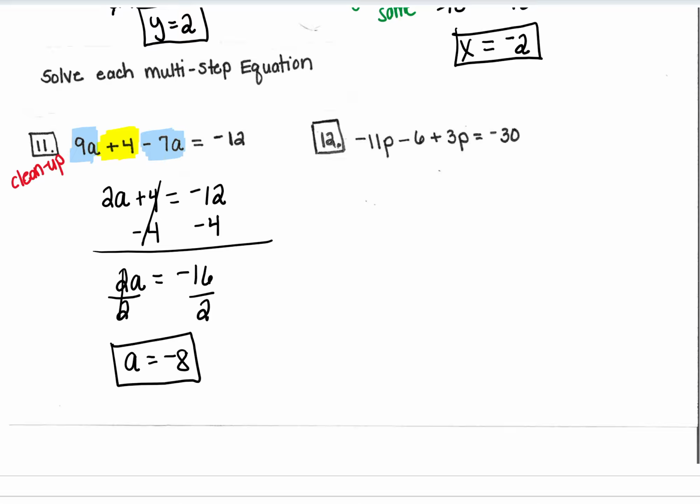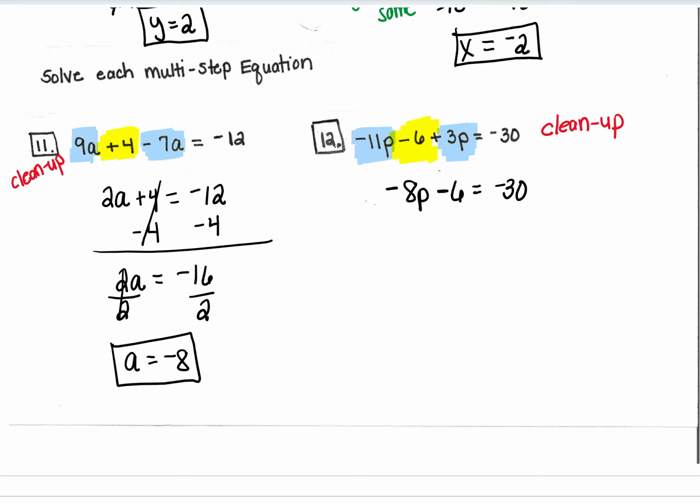Okay, over here, once again, you must first collect your like terms. You got to clean this up. Get your people together. Get all your friends together. So do that first. You first have to clean it up before you can go over to the other side and to your friend's house. And so I have negative 11 and positive 3, which is negative 8p, and bring down your minus 6.